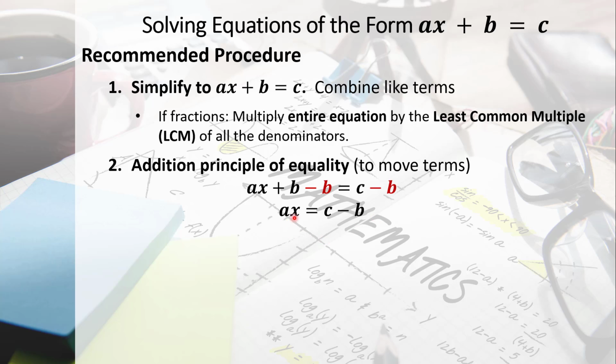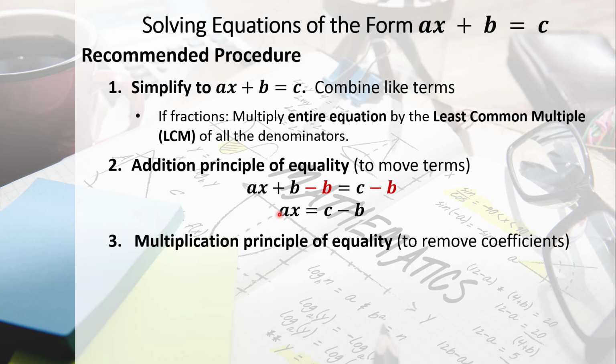Now notice that we have an x with an a over there, and we need to get rid of that a because we want x by itself. How do we do that? Well, notice that it's a coefficient. There's multiplication here, so that probably means we need to do some form of multiplication. That's the idea behind it. We want to use the multiplication principle of equality to remove that coefficient.